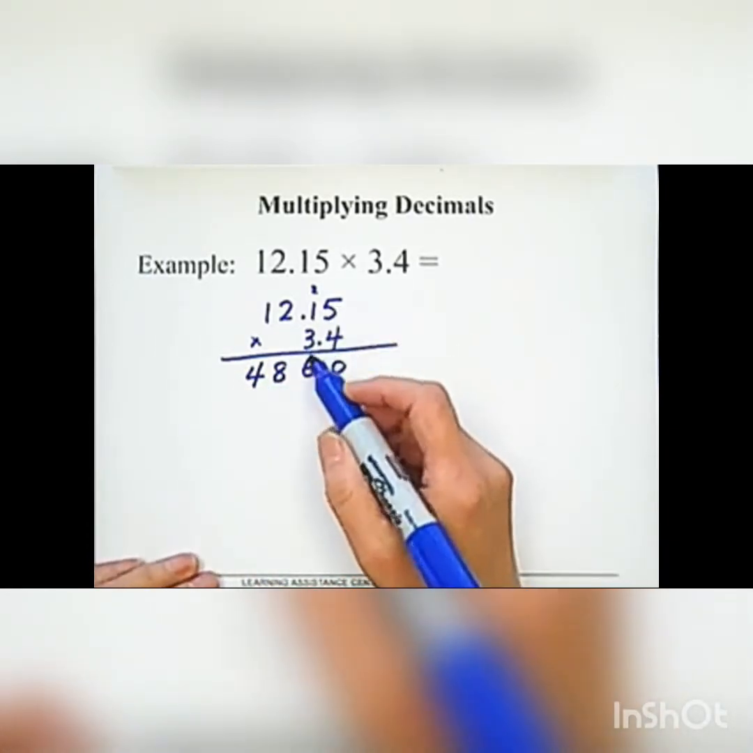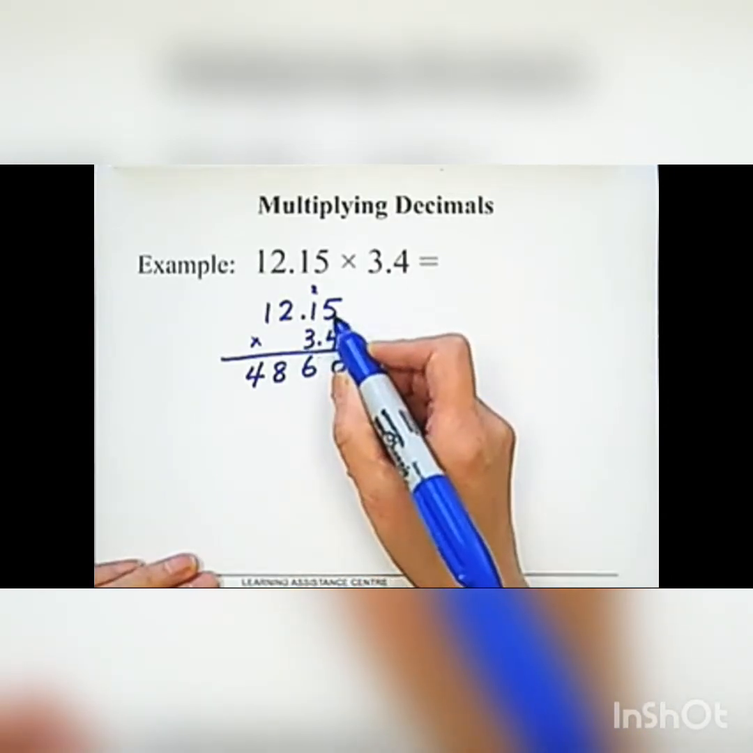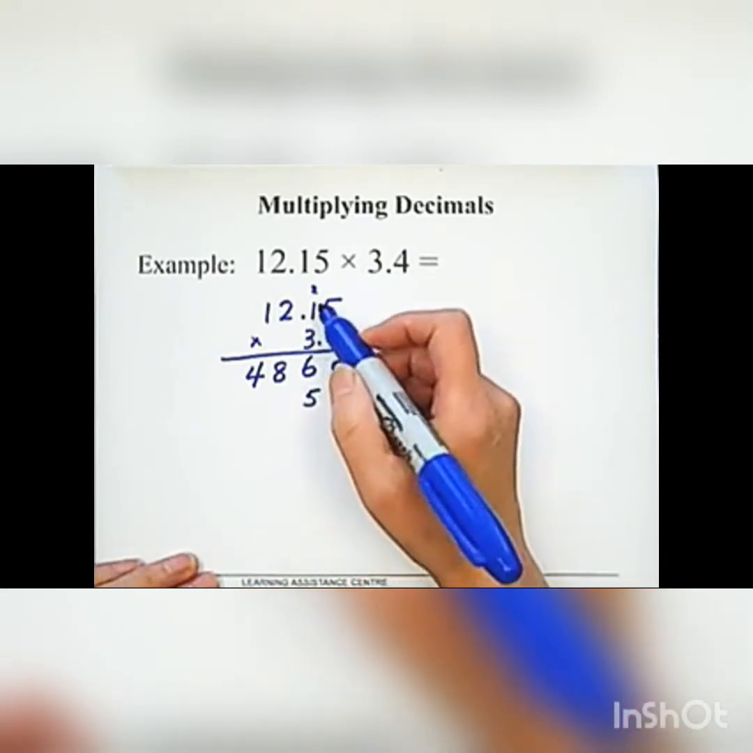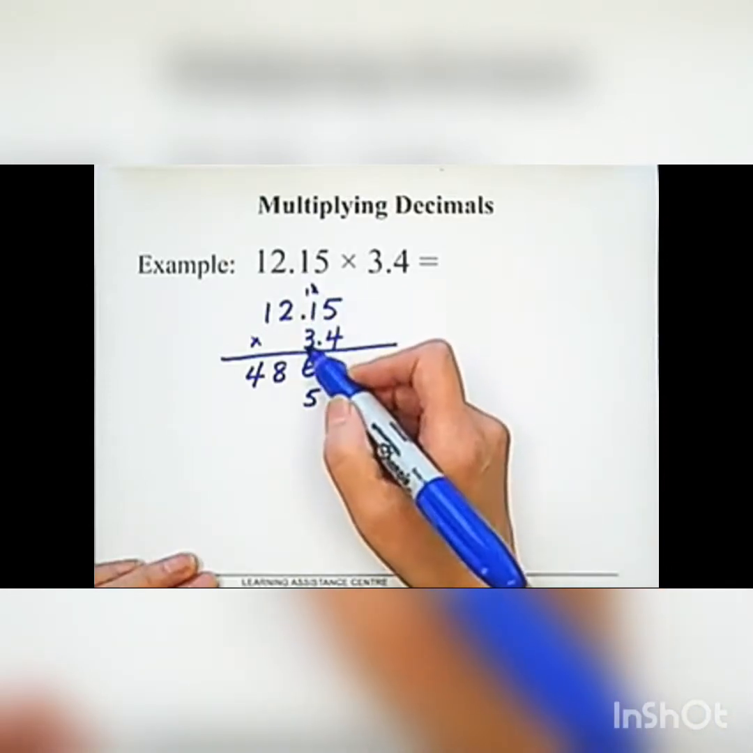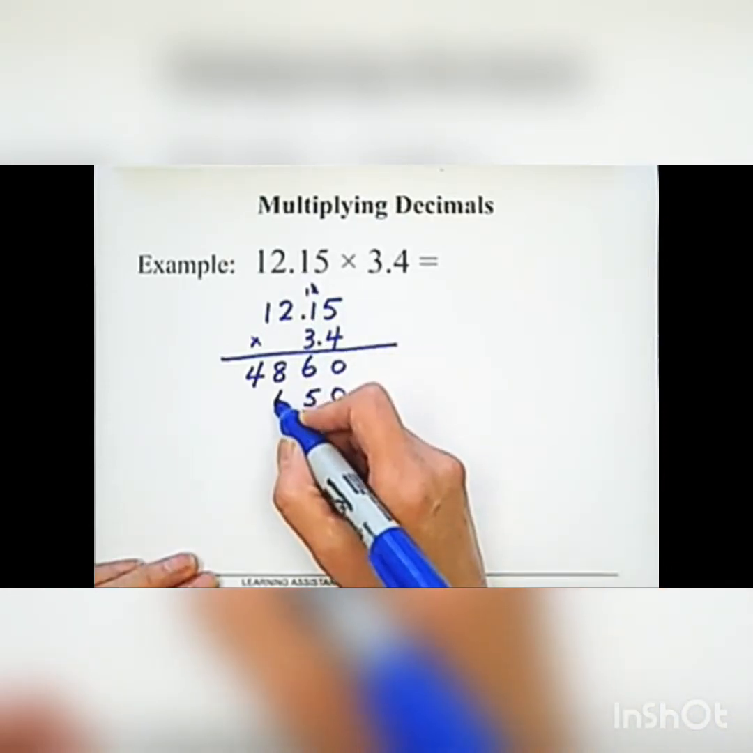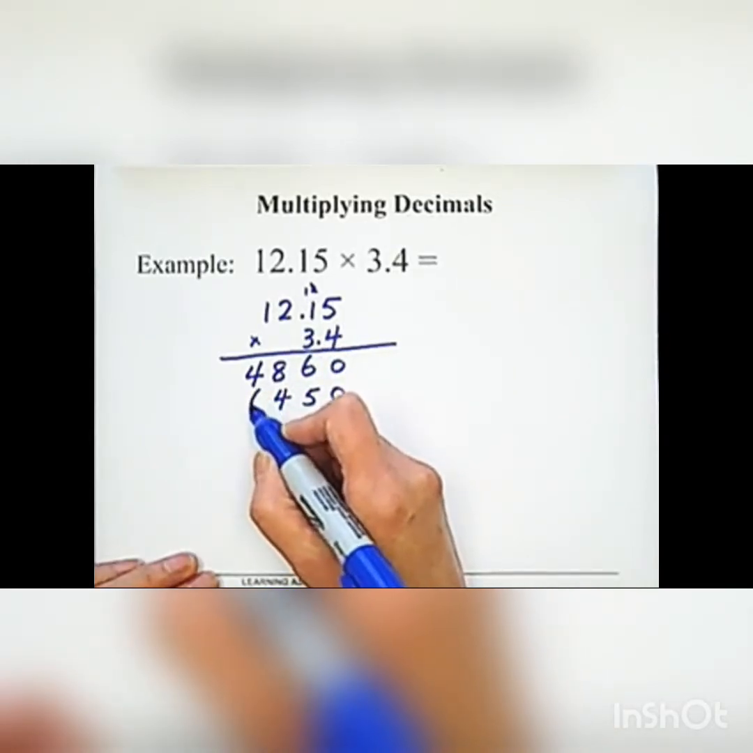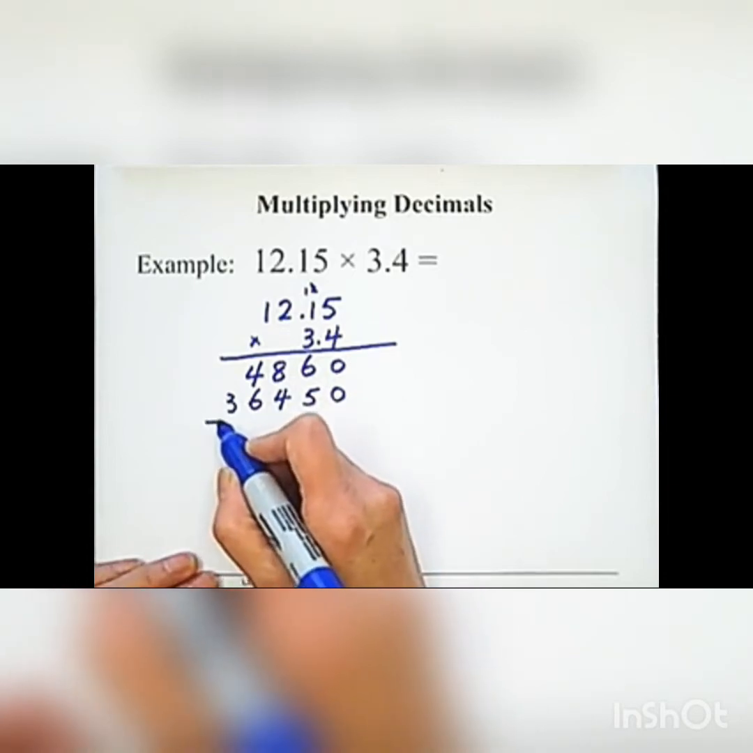Now we will move forward with the second step. So here we will insert 0. 3 times 5, 15, 1 carry. 3 times 1, 3, and 1 carry, 4. 3 times 2, 6. 3 times 1, 3.